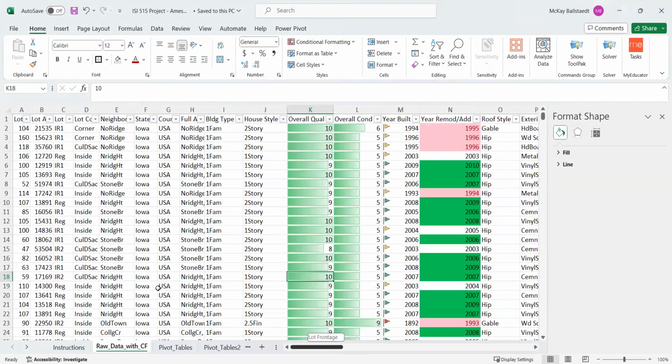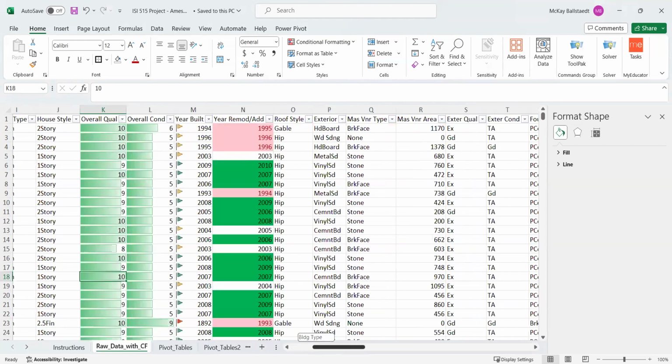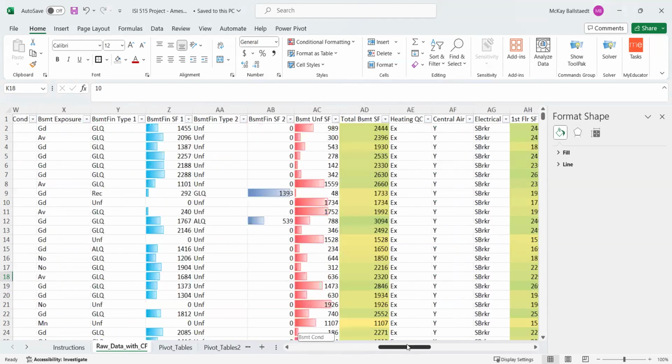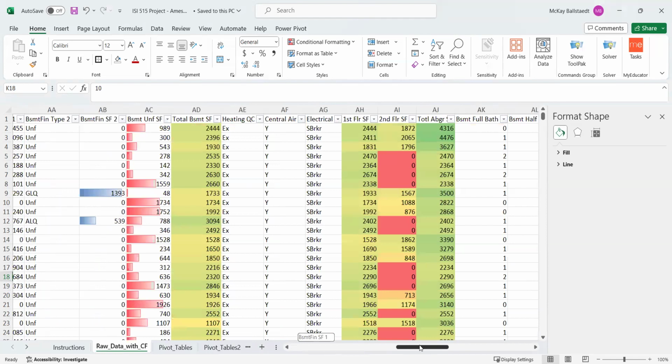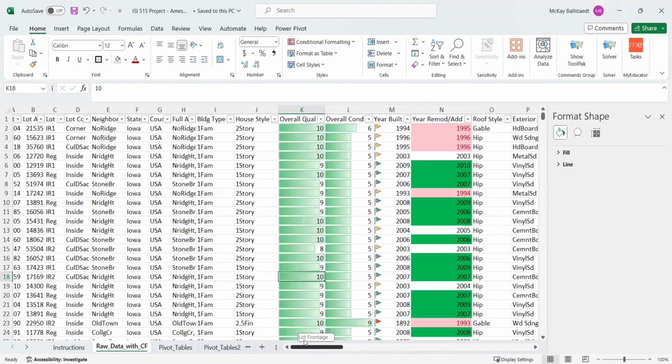And there's about 3,000 rows that we've got here, and I've added some conditional formatting to give me a general idea of the different aspects and ranges of the data on here. So we've got all this different stuff.